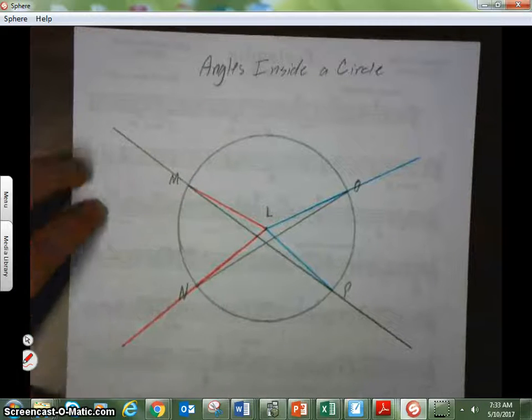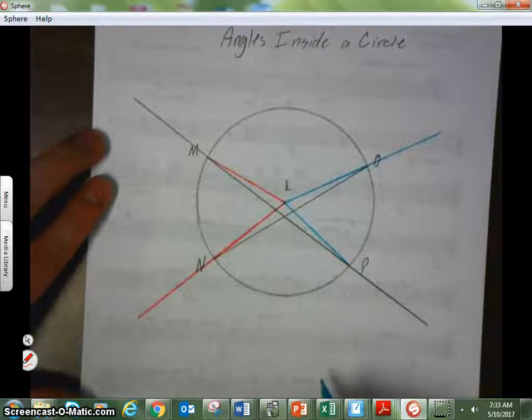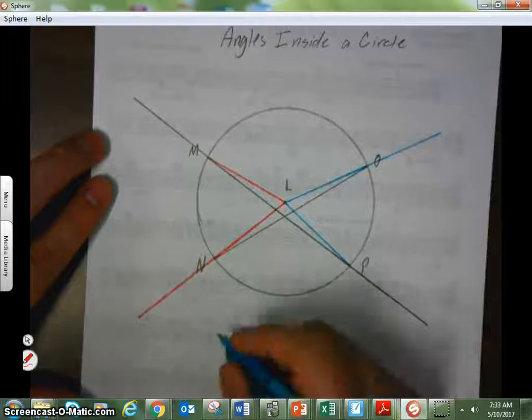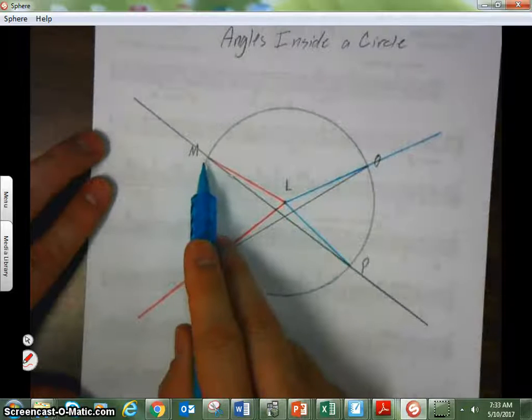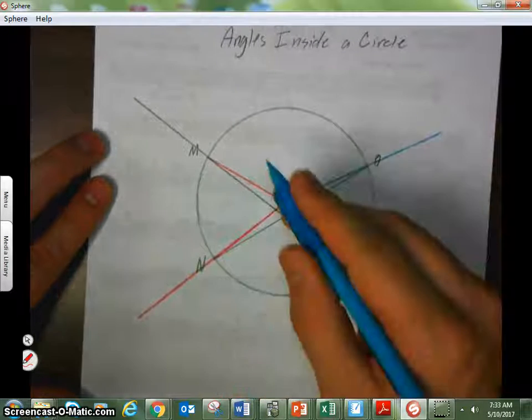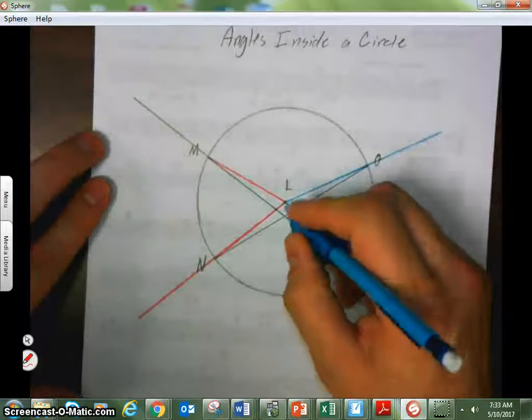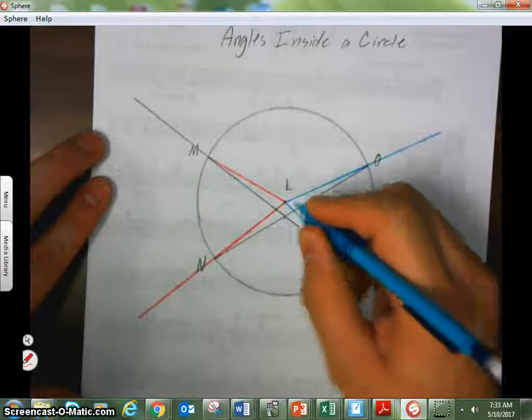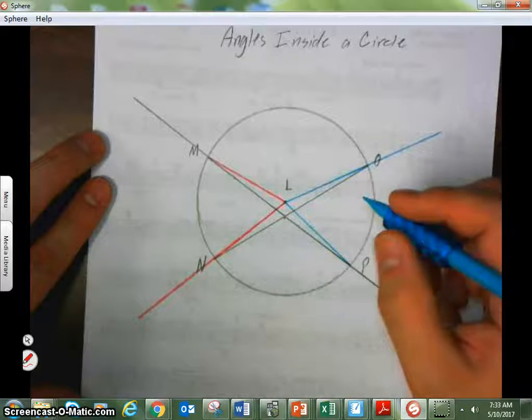All right, now what we want to know is we want to have some angle measures. Now here, angle M, and let's call this point here, because that's not point L, let's call this point right here, let's call this point K.